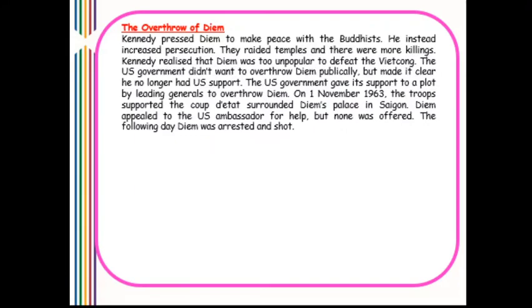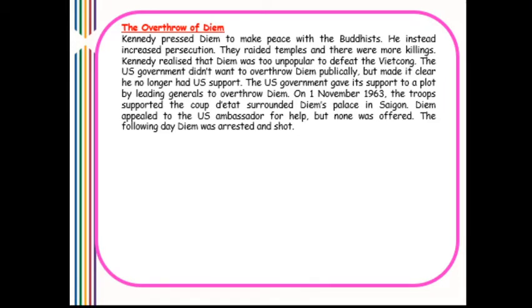So, the overthrow of Diem. Kennedy pressed Diem to make peace with the Buddhists. He instead increased persecution. They raided temples and there were more killings. Kennedy realised that Diem was too unpopular to fight the Viet Cong. The US government didn't want to overthrow Diem publicly, but made it clear that he no longer had US support. The US government gave its support to a plot by leading generals to overthrow Diem.